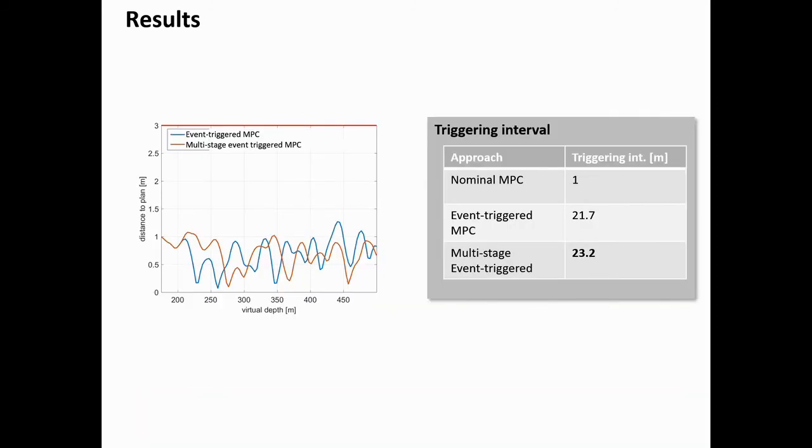When it comes to the distance to the plan, both methods work the same way. We have a distance to the plan, as you see on the left graph, that is below 1.5 meters, which is good. And then the difference is in the triggering interval that you need to achieve this distance to the plan. We are comparing the nominal MPC, so vanilla MPC without any triggering event, the event-triggered MPC and the multi-stage event-triggered MPC, and we are showing here the triggering interval in meters. So how often, in meters, you have to trigger a new MPC iteration.